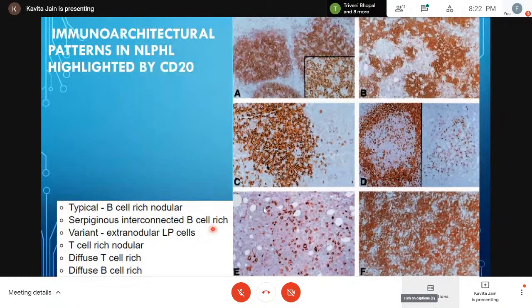Then we have T cell rich areas. They are all T cells, negative for CD20, and we have a lot of HRS cells within the T cells. So T cell rich nodular. Then we have diffuse T cell rich, and we have diffuse B cell rich.